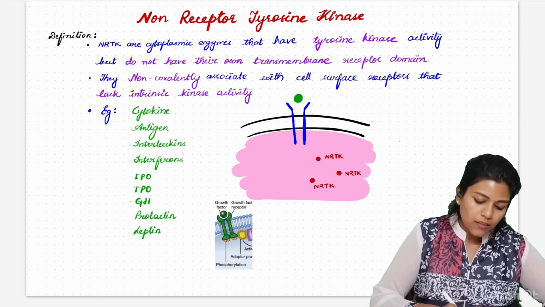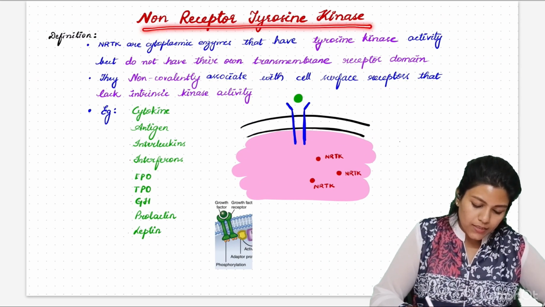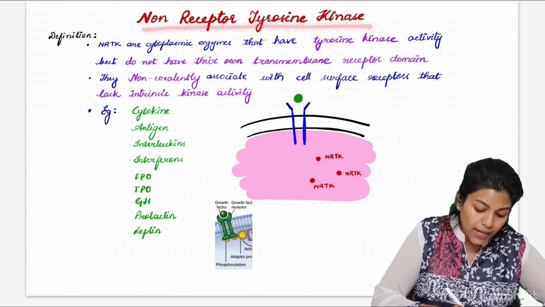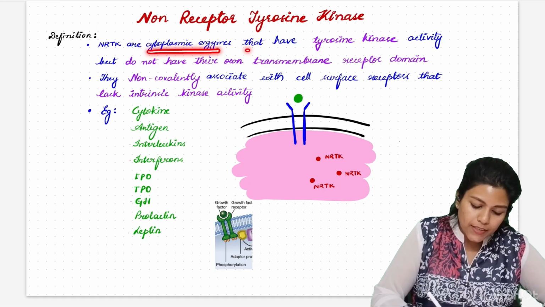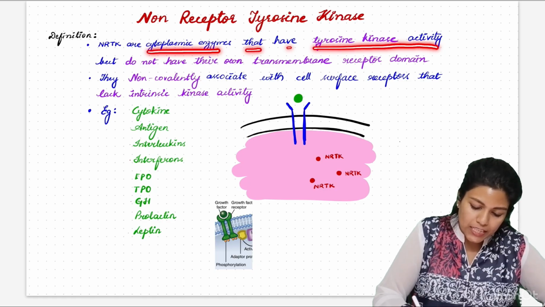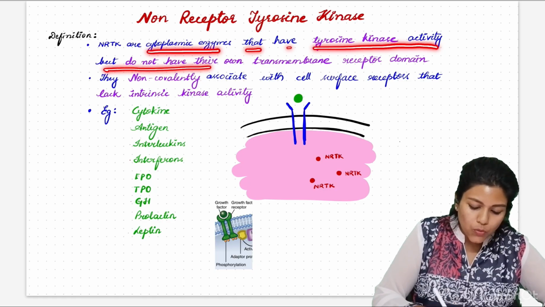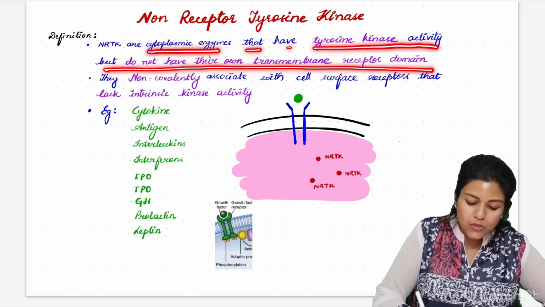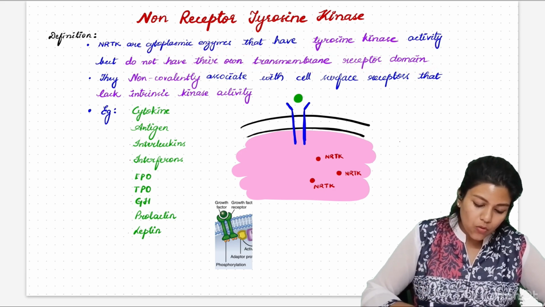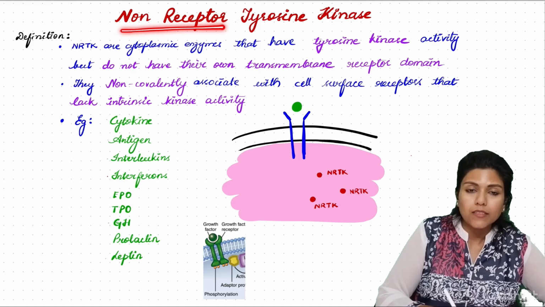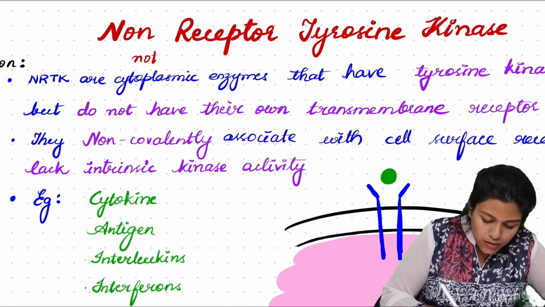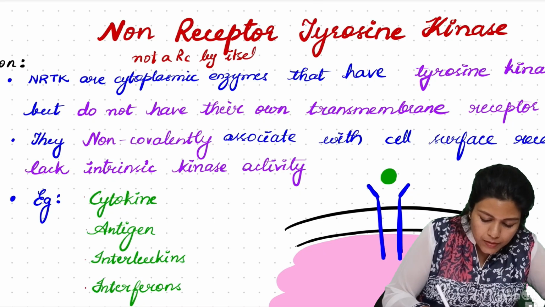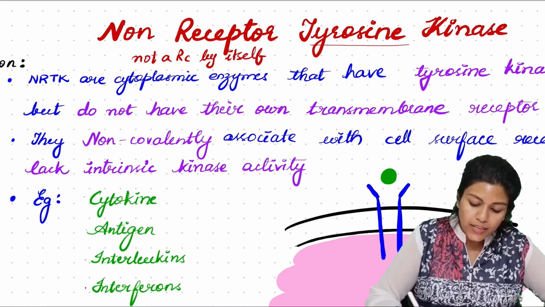Let's begin. The non-receptor tyrosine kinases, also abbreviated as NRTKs, are cytoplasmic enzymes that have tyrosine kinase activity but do not have their own transmembrane receptor domain. That means we are calling it a non-receptor. They are not a receptor by themselves, but they are tyrosine kinases.